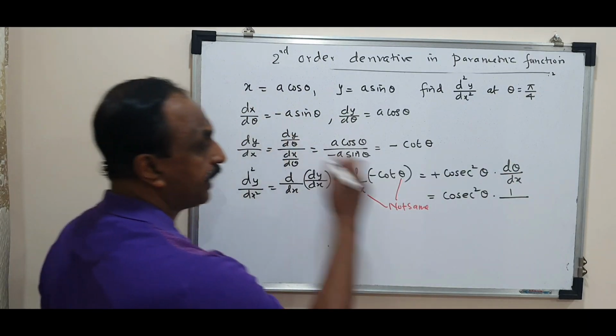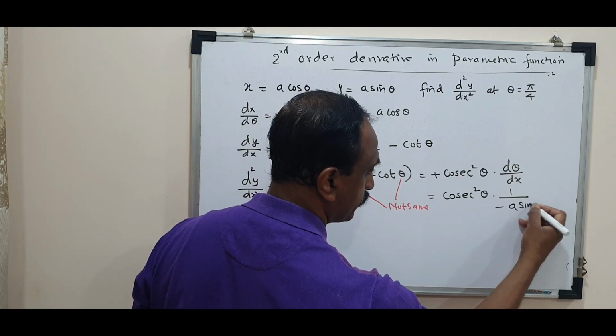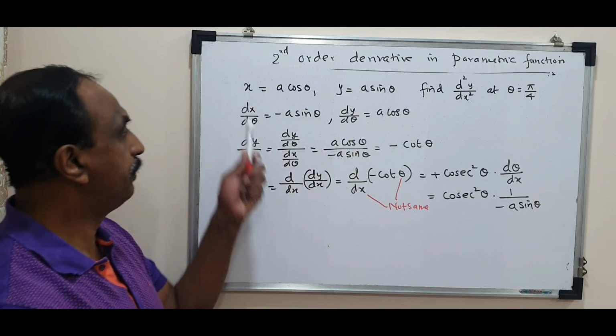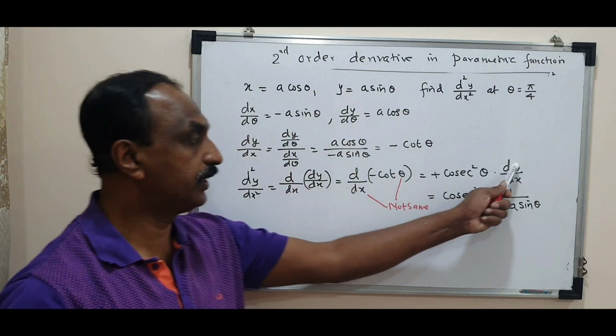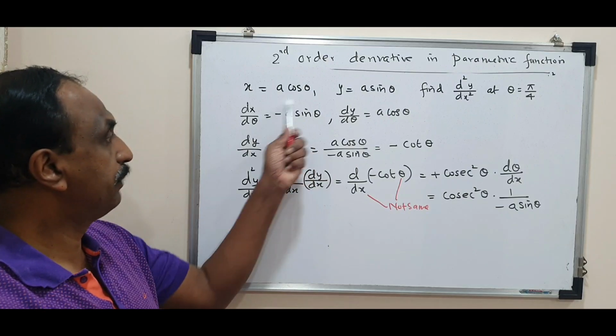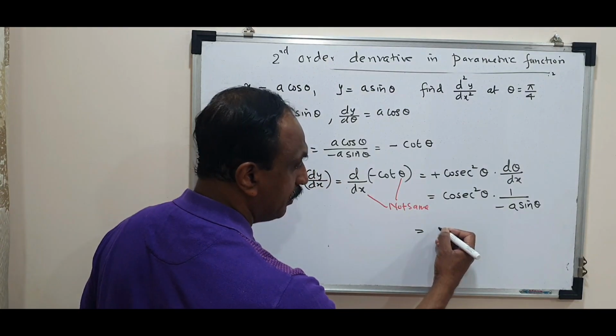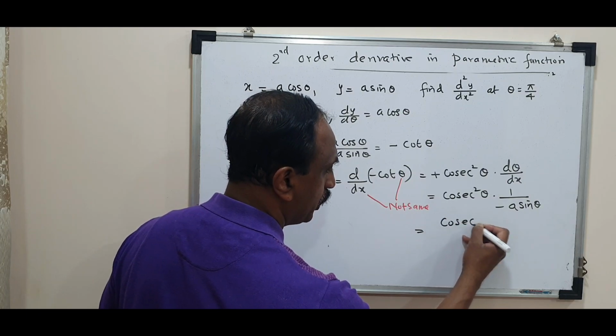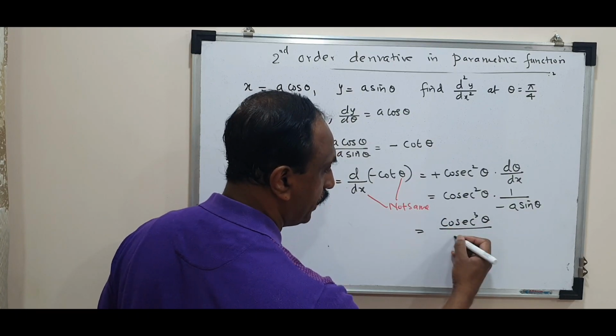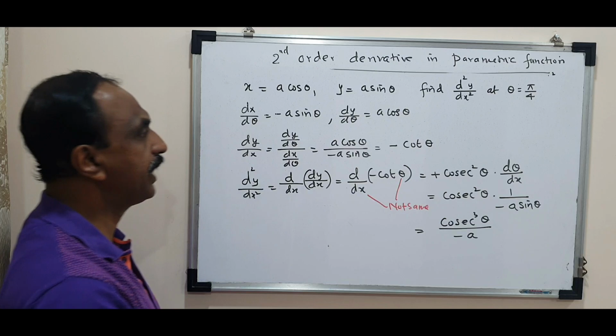dx by d theta is minus a sin theta. Remember, dx by d theta's reciprocal is d theta by dx. It is minus a sin theta here, so I took the reciprocal. So I can write this as cosec cube theta divided by minus a. This would be my answer.